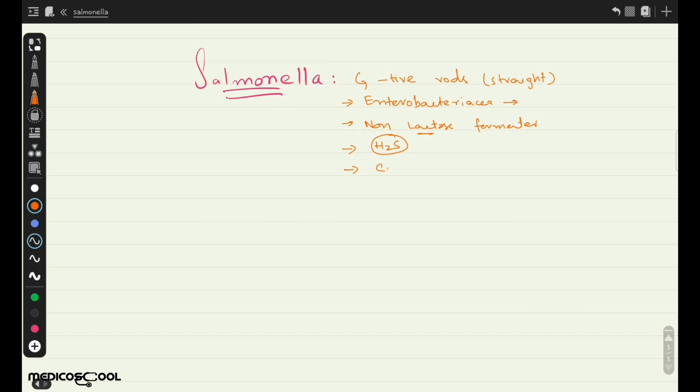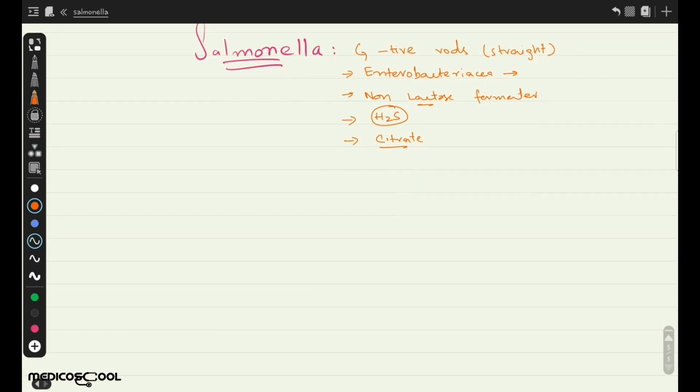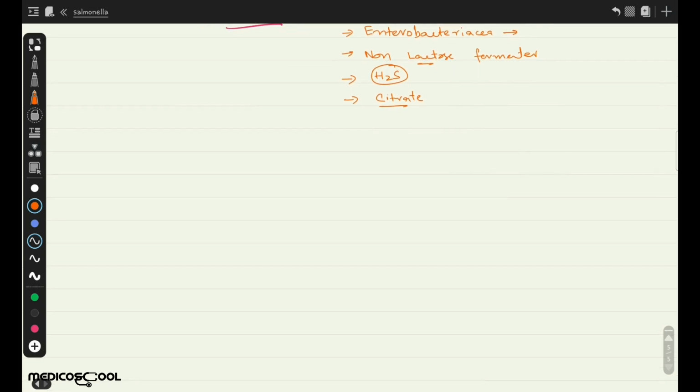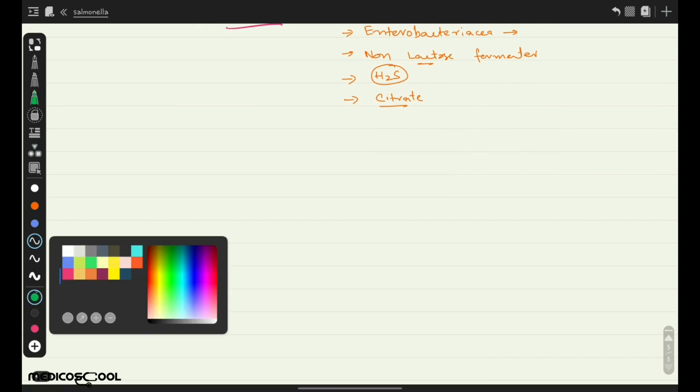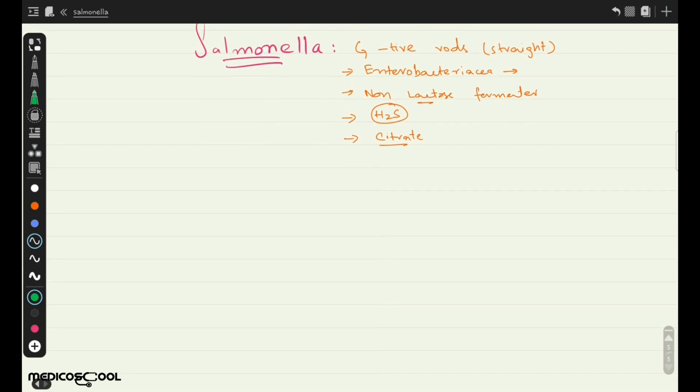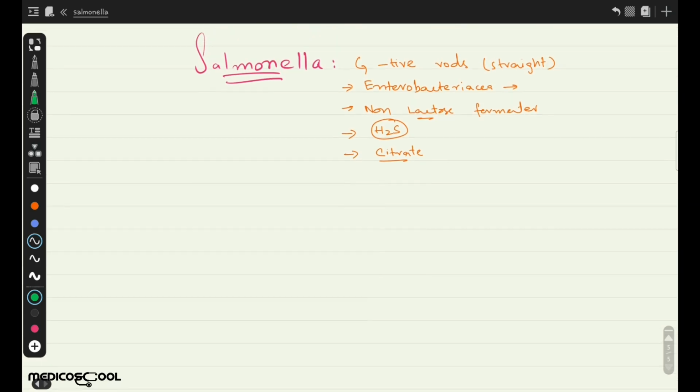It is citrate positive, meaning that it uses citrate for the purpose of energy, in contrast to Escherichia coli, which uses acetate. Now, Salmonella is classified clinically on the basis of clinical signs and symptoms into two groups, two types of species: a typhoidal species and the non-typhoidal species.